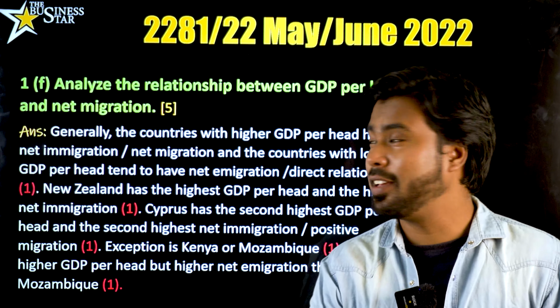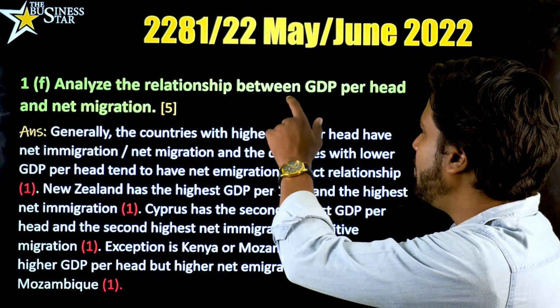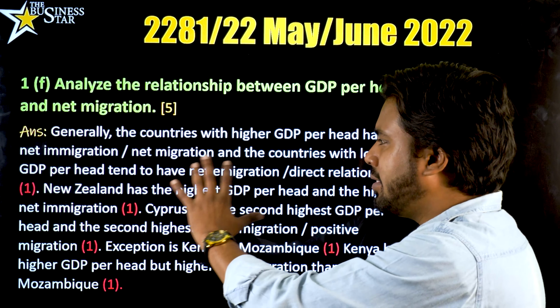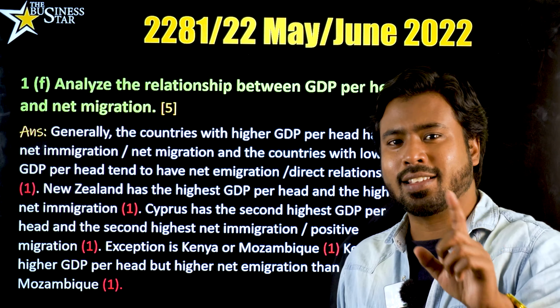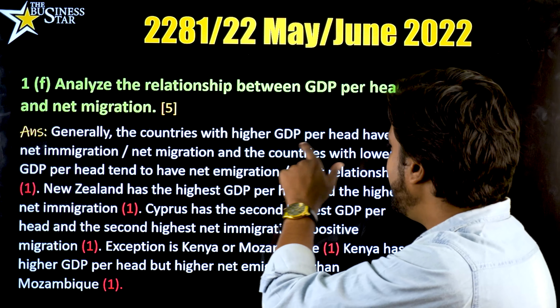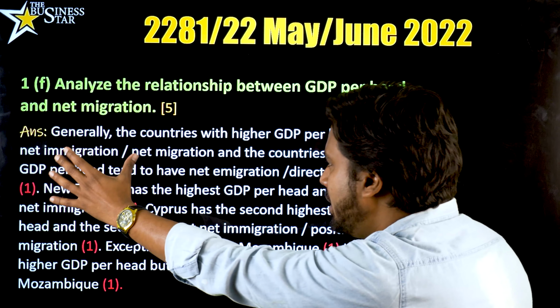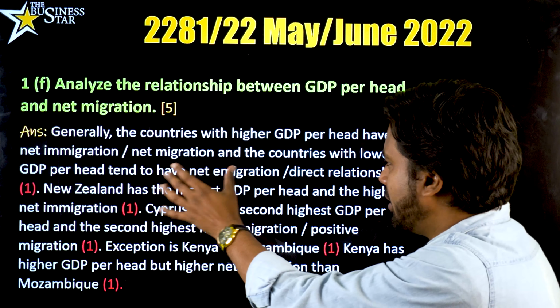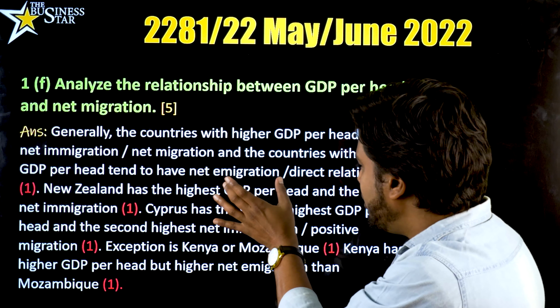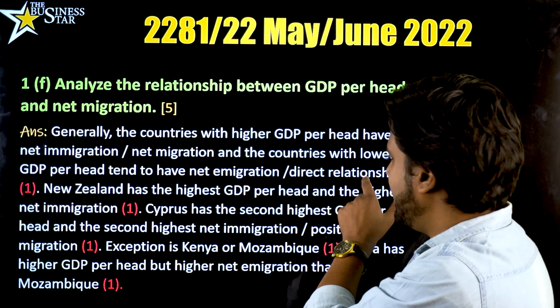Moving on to question number 1F, which is analyze the relationship between GDP per head and net migration. To answer this, you have to read the case study because the answer lies in the case study. Okay, so the answer is generally the countries with higher GDP per head have net immigration or net migration, and the countries with lower GDP per head tend to have net emigration. So basically there is a direct relationship.